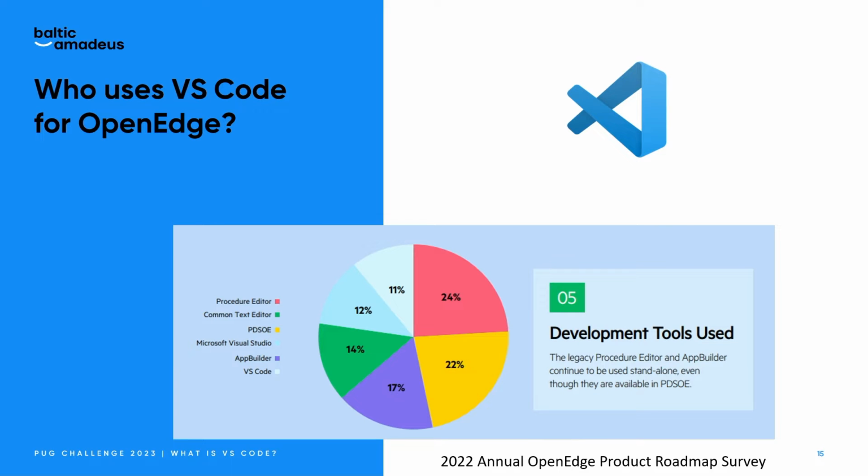And when we talk about the Progress community, we have this nice data from the OpenEdge product roadmap survey from last year. I took a screenshot of that. As you can see, most developers are using Procedure Editor or PDSOE, so Developer Studio, AppBuilder, common text editors, or Visual Studio also, and finally VSCode has the smallest percentage, but I think this number will increase next year in the next OpenEdge product roadmap survey. So I think it has its potential.